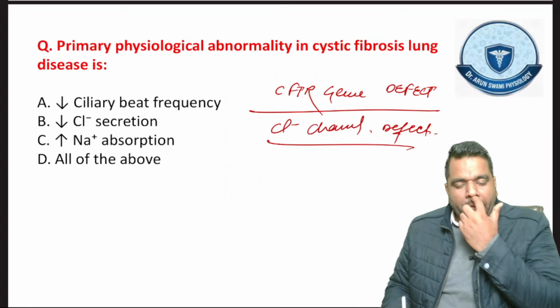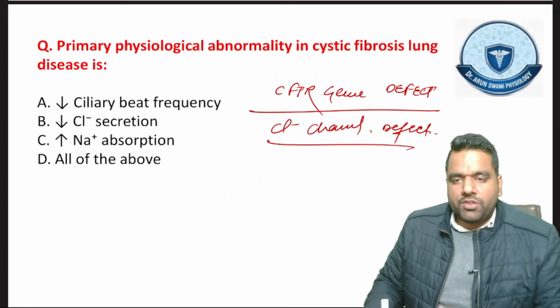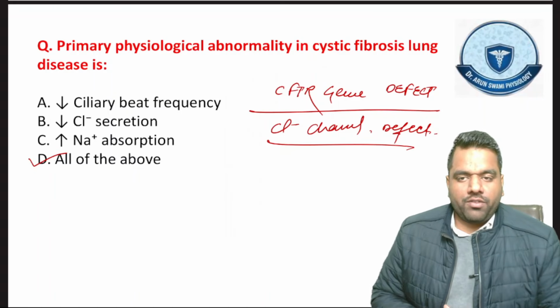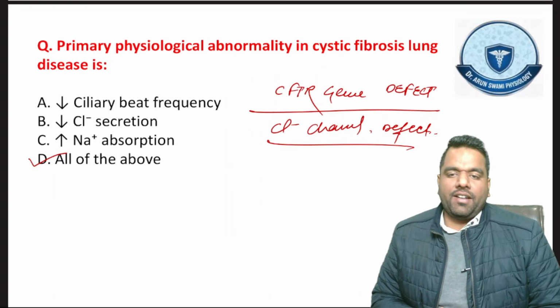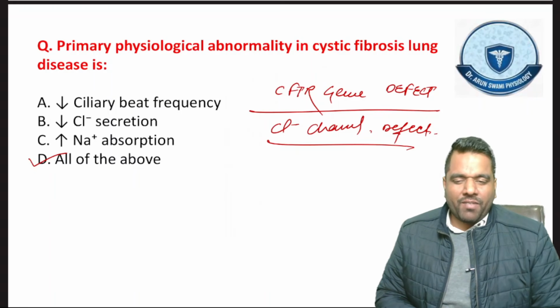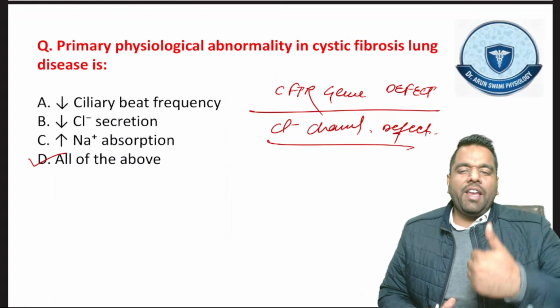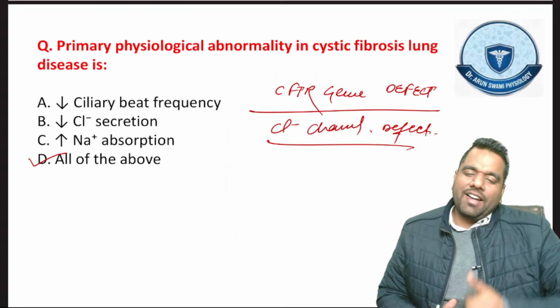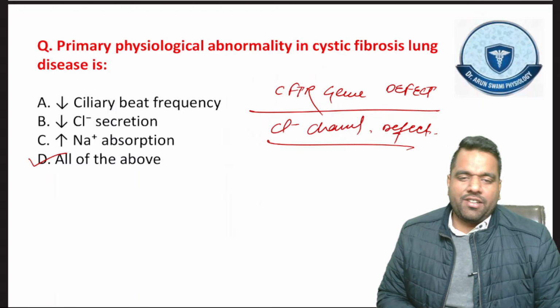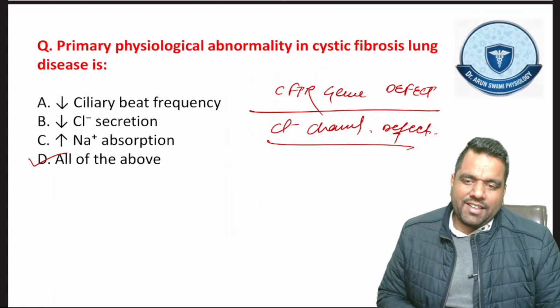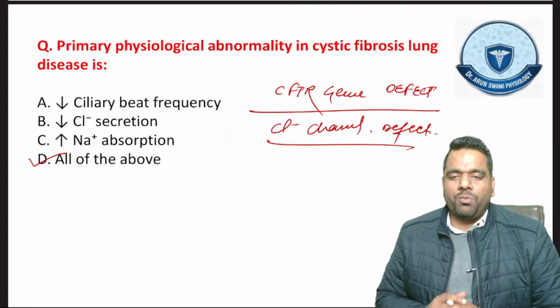Right? Now, guys, please pay attention. The right answer of this question is all of the above. There is a decreased ciliary beat, there is immobile cilia, decreased chloride secretion due to the defect in the channel, and also if the chloride is decreased, guys, sodium is increased, right? So sodium absorption is increased. So the right answer of this question is all of the above.